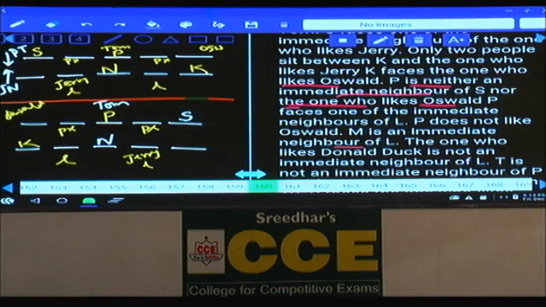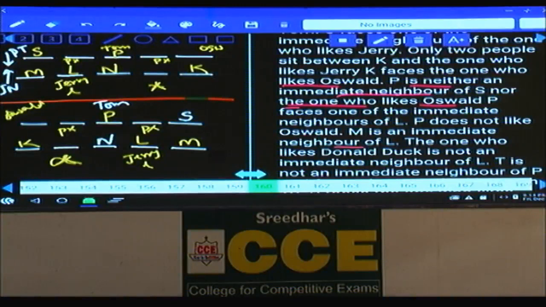Now L cannot be at this place. If L is here, M being the immediate neighbor of L is not possible. Hence L is here, and M is an immediate neighbor of L. And similarly here, L cannot be at this place, L is at this place, M is here. Then tell me who are the persons?